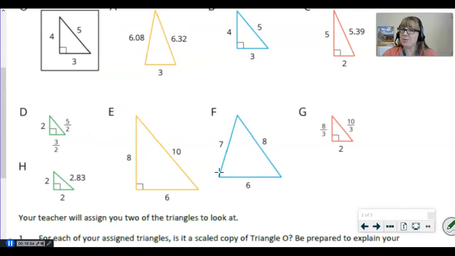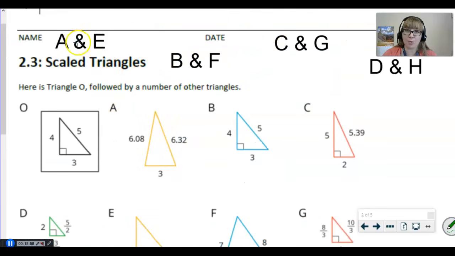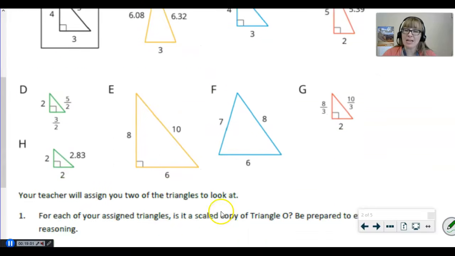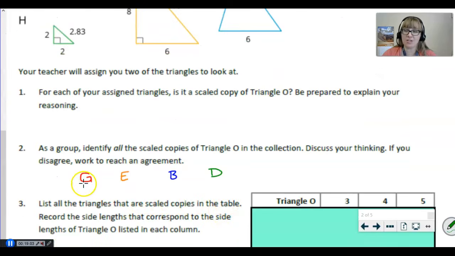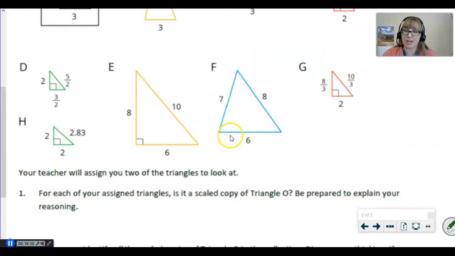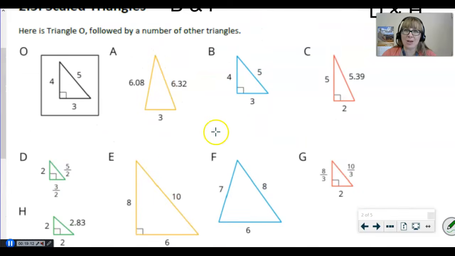I'm hoping at this point you were able to figure out which ones were scaled copies, whether you looked at all of them or just your own individual pair. Here are the ones that are scaled copies: G, E, B, and D. Now, I don't know exactly what you wrote down here, but I wanted you to explain your thinking, and hopefully you're looking at things like the angle measures. Like, it was pretty obvious that A was not a scaled copy because look at how different those angles are, right? So obviously it's not. You also can look at things like the side lengths. Like we did in our last lesson, we can compare those side lengths in order to determine if it's a scaled copy.